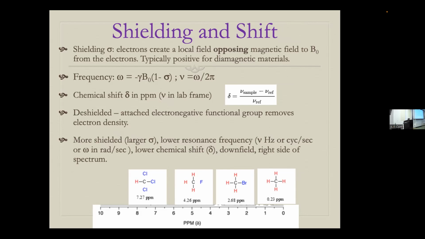And here are some synonyms, and this might help you at some point when you're looking at papers about chemical shifts. More shielded, larger sigma, lower frequency, lower chemical shift, on the right side of your spectrum. And why do we call it downfield?